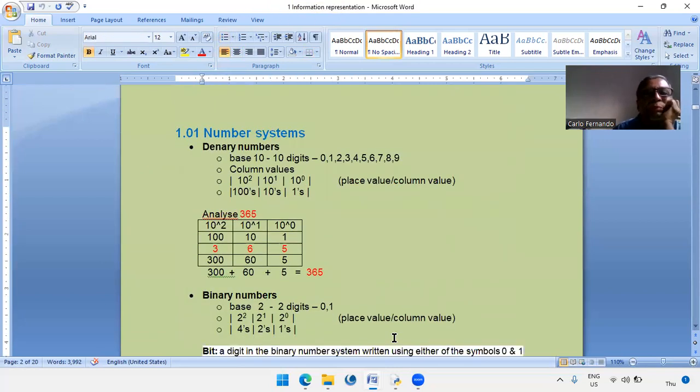Firstly, we start with number systems. The denary numbers, so what we know as decimal, called denary in the Cambridge syllabus. Denary. Base is 10. So I have given a summary of all the notes. Base 10. That means 10 digits. If the base is 10, the same number of digits will be there. And we know them as 0 to 9.